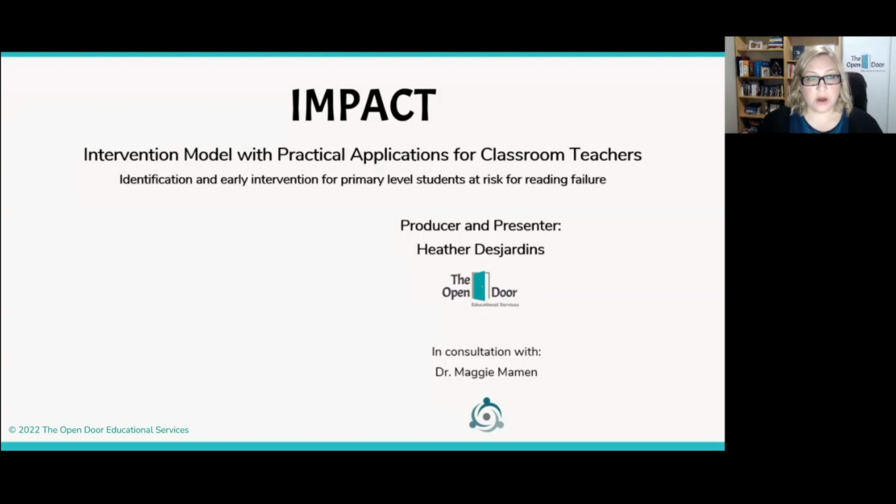That's the intervention model with practical applications for classroom teachers, which is for the identification and early intervention for primary level students who are at risk of reading failure.